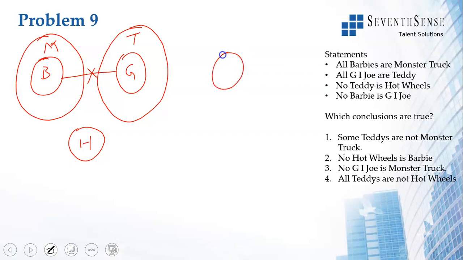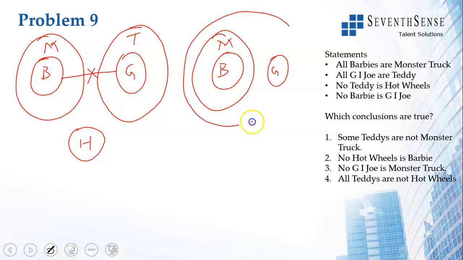So again, all Barbies are monster trucks. All G.I. Joes are teddies. So I can do it this way. No teddy is a Hot Wheel. No Barbie is a G.I. Joe. So Barbie and G.I. Joe should not have any relation. Teddy and Hot Wheels should have no relation, which is true here as well. Any other way to draw?